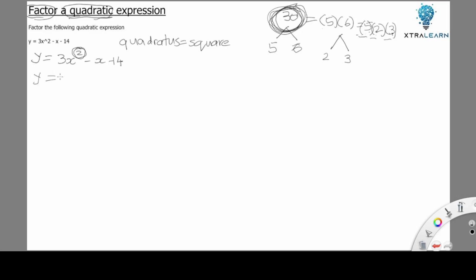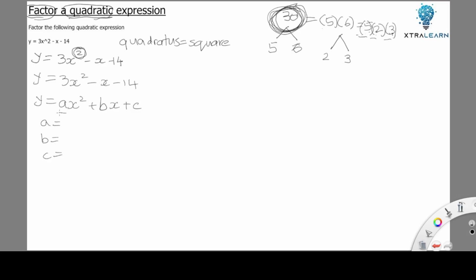I'll write it out again. It's 3x squared minus x minus 14. This equation's in standard form, and standard form always looks like this. It's something x squared plus something x plus a number. All you've got to do first of all is look at your equation and identify what your a, b, and c numbers are. So let me do that right away.